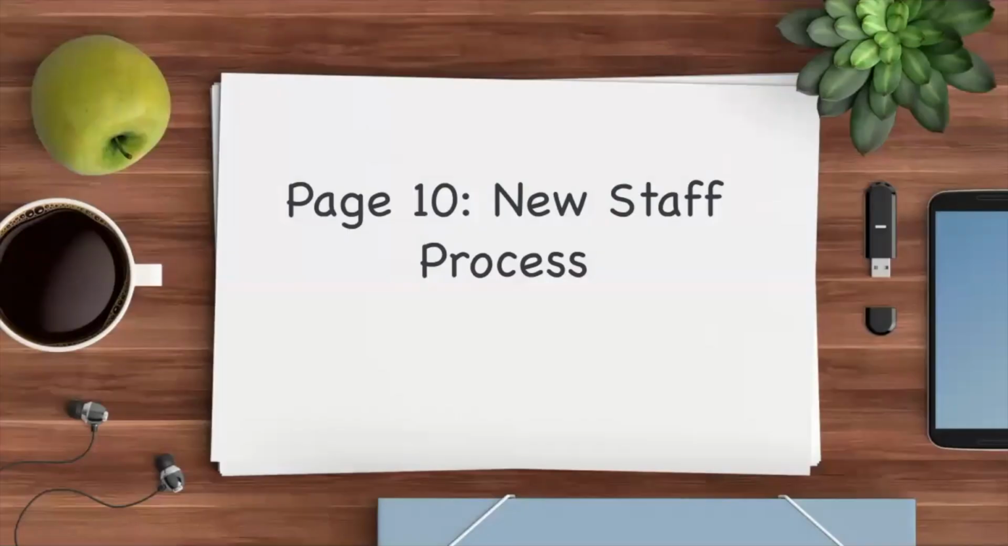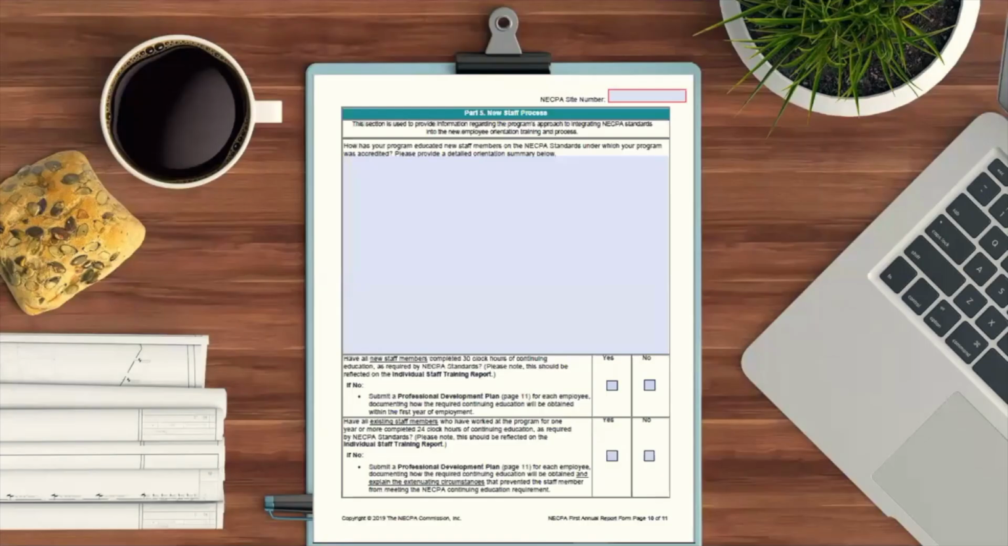Page 10, New Staff Process. In the first half of page 10, we ask that you submit a detailed description of how your new staff members are educated on the NECPA standards in which your program is accredited. In providing a detailed orientation summary that your new staff members must complete, this allows us to understand how the standards are enforced throughout the whole center, and how we can work with you to improve and make training on our accreditation standards more effective.